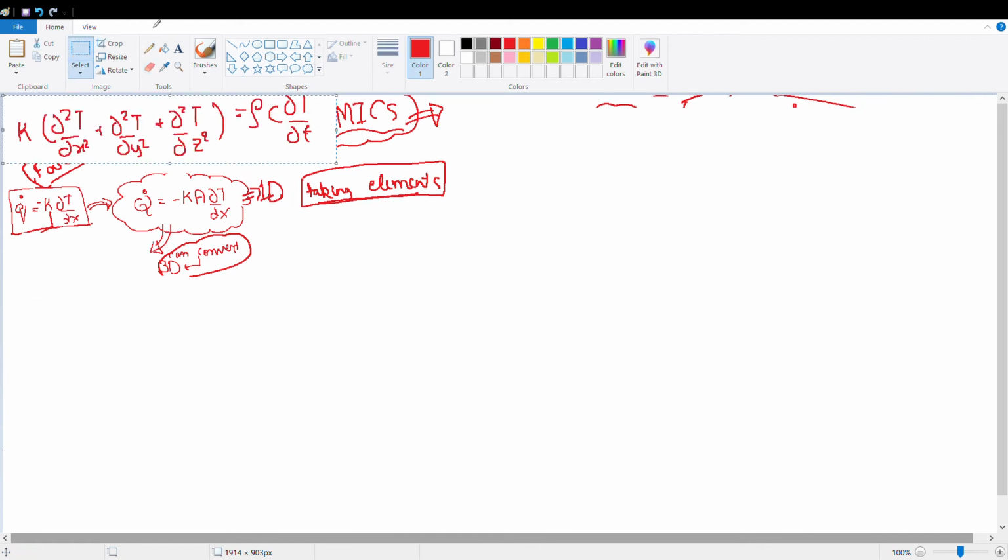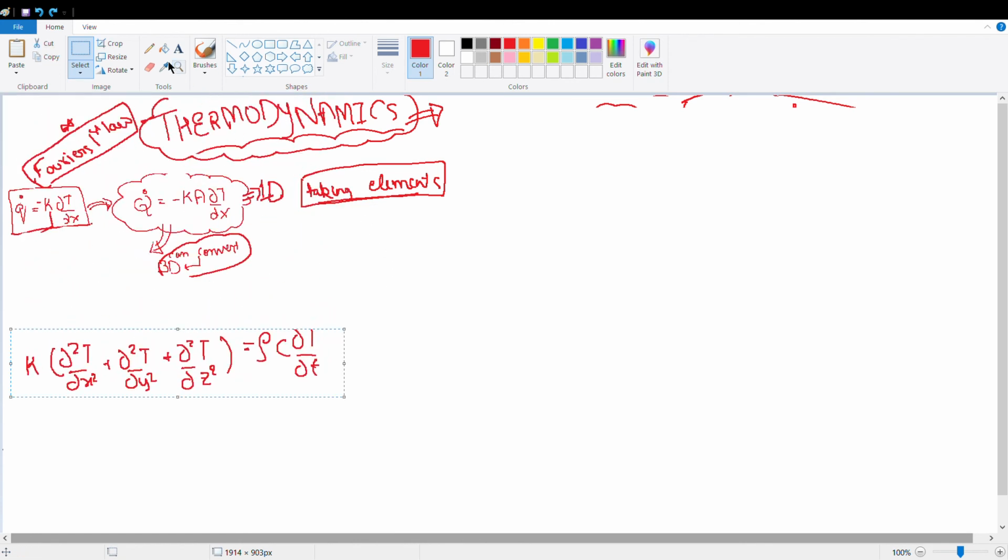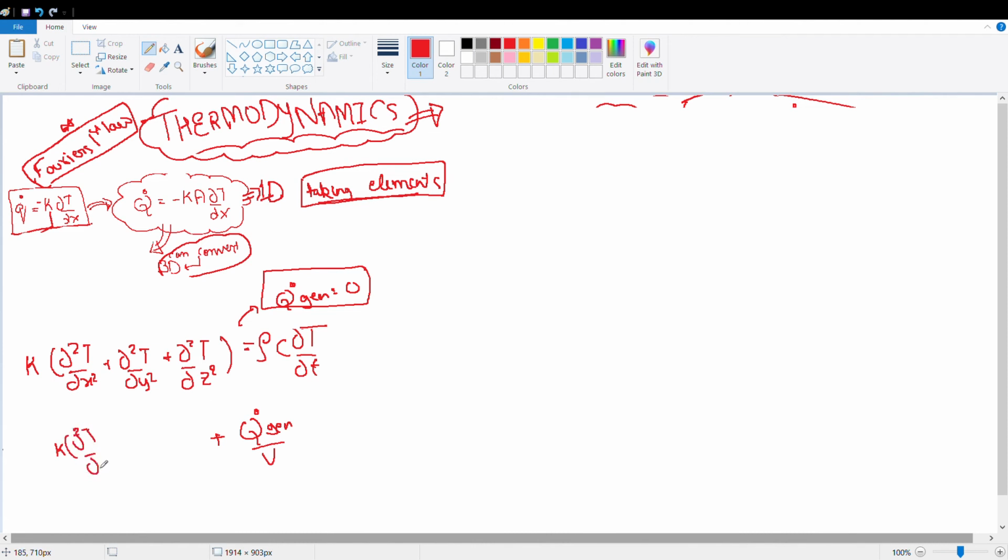Now we were left with this equation. This equation was for when we considered that q generation was 0. What if we had a q generation term? There would have been no problem, because it will be written as q dot gen per volume plus k times del 2T by del x2 plus del 2T by del y2 plus del 2T by del z2. So the final equation would be something like this.